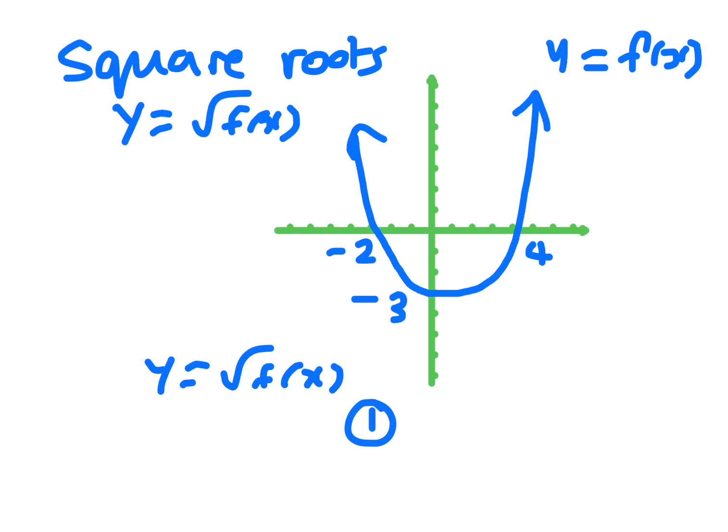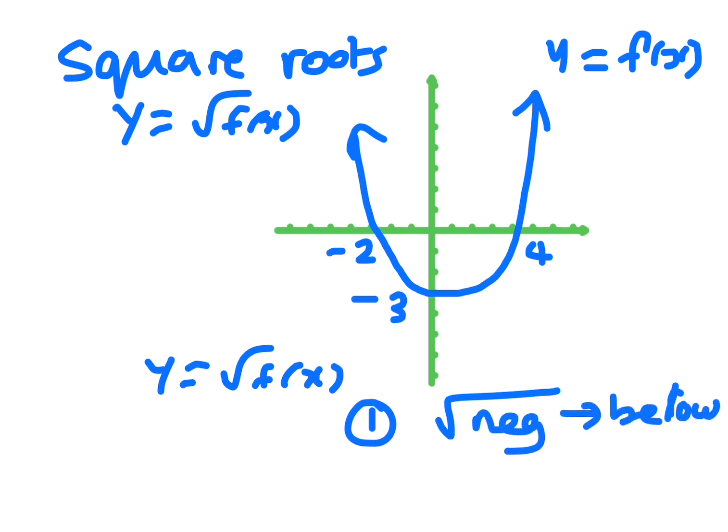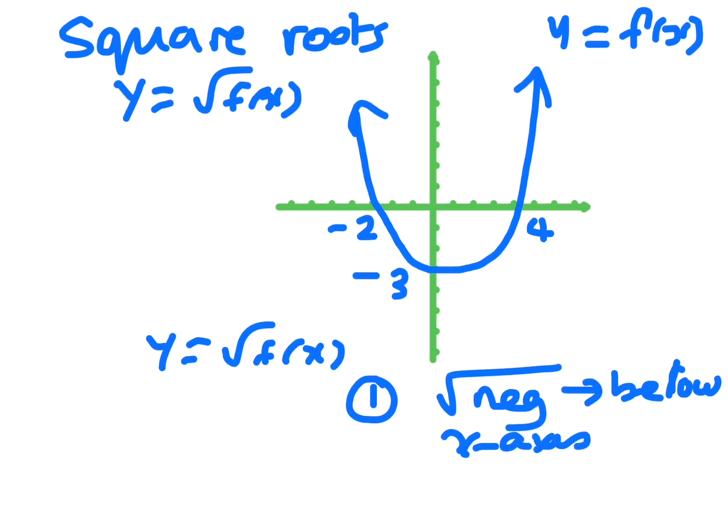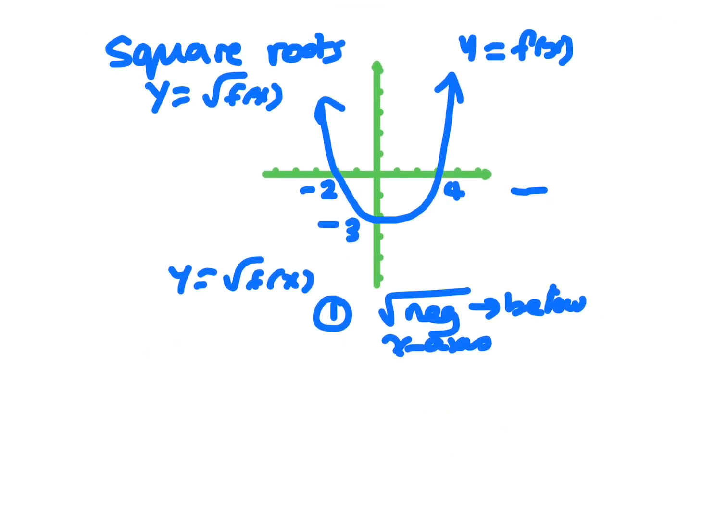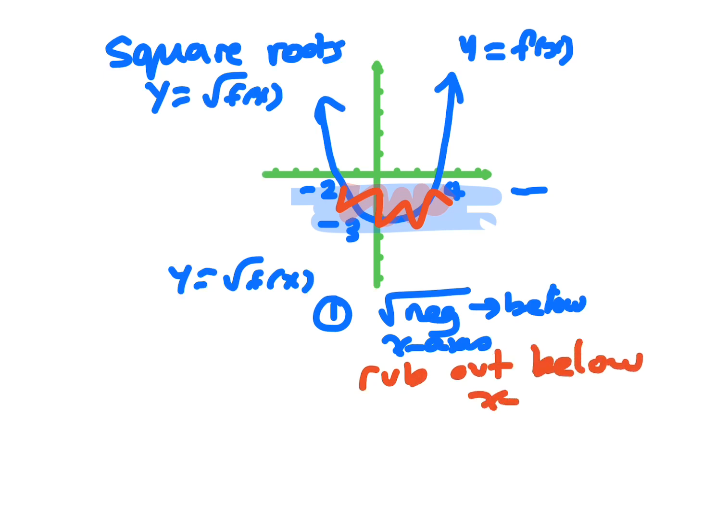So step 1 is you need to actually restrict your domain on this. You need to ask, what can't you square root? You can't square root a negative. Now, a negative f of x would be below the x-axis. So you cannot square root the f of x below the x-axis. That means all of this curve here cannot be part of your function, and the first step is you get rid of it. So you've got to rub it out. You have nothing from underneath the axis, so you rub out below the x-axis.